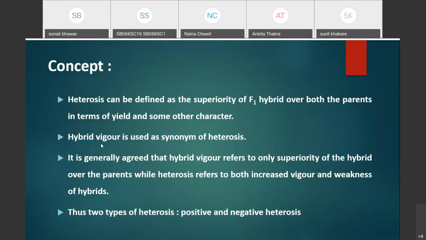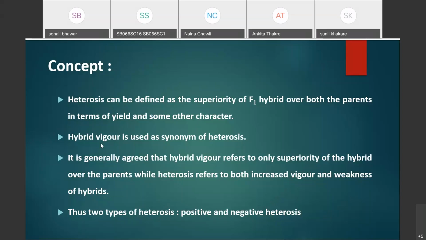Okay, that means hybrid vigor and heterosis are terms used as per the convenience of the plant breeder. If we take heterosis and hybrid vigor as synonyms, then we can say there are two types of heterosis. The first one is positive heterosis, and the other one is negative heterosis.